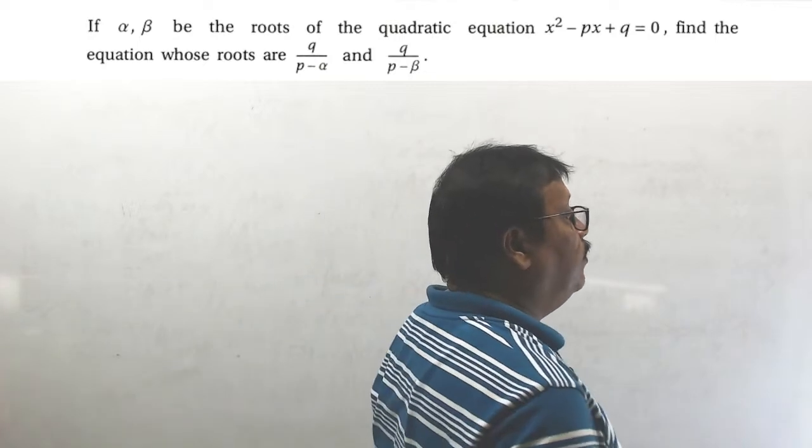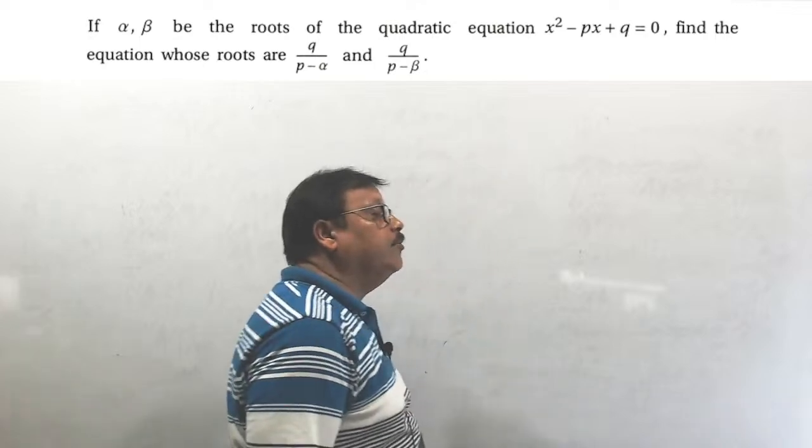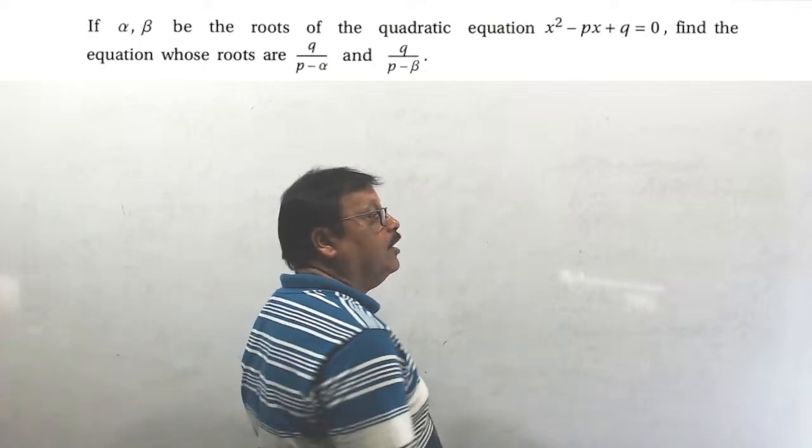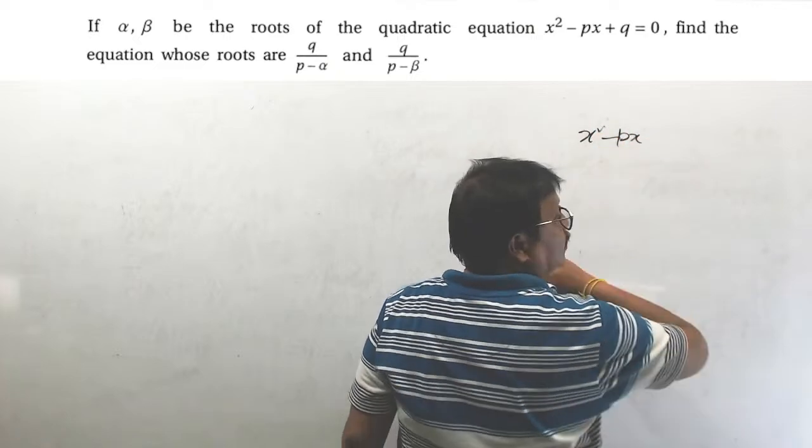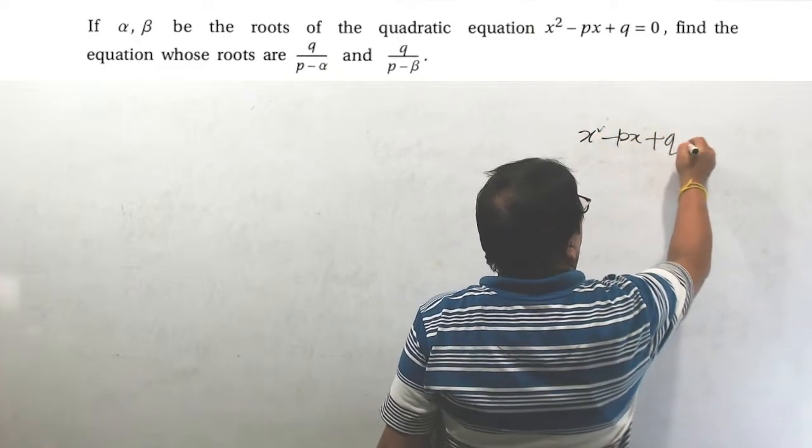Now, this problem. If alpha and beta are the roots of the quadratic equation x square minus px plus q equals 0.